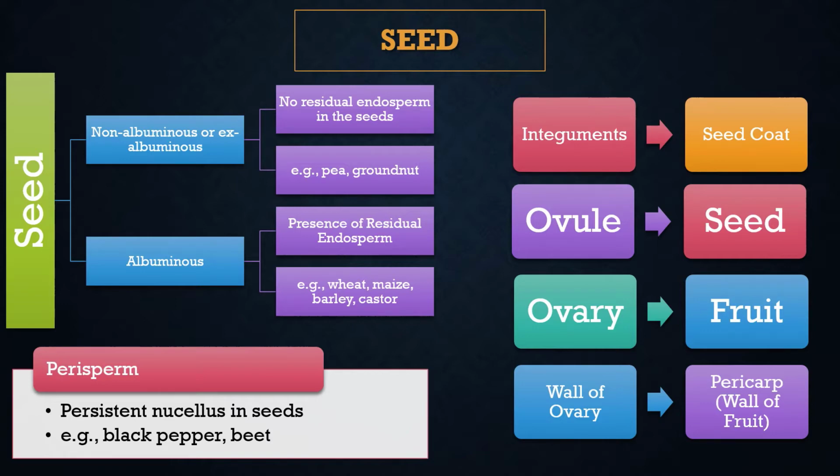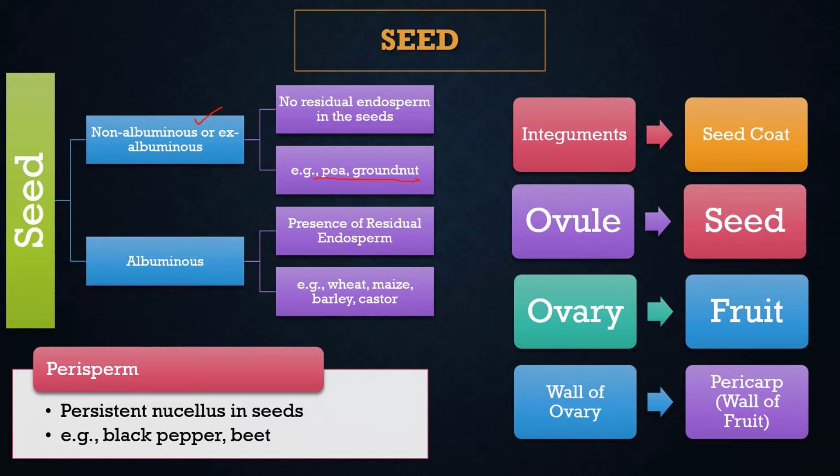Now the endosperm might be completely used up, or it may be present to some amount, and depending on that we have two categories of the seed. One is called the non-albuminous or the ex-albuminous seeds, and here the seeds typically do not have any form of endosperm, that is, there is no residual endosperm in the seeds, and we can see that in case of the groundnuts or the pea. You have seen the seeds, I guess.